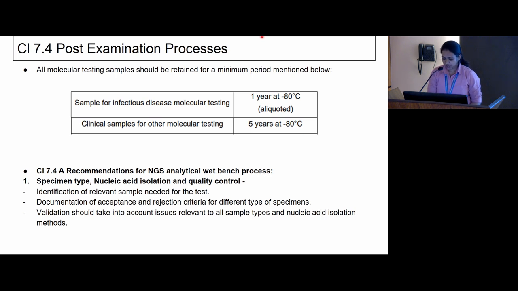In case of recommendations for NGS analytical wet bench processes, the identification of the relevant sample needed for the test should be maintained properly. Also, documentation for acceptance and rejection criteria for different types of specimens should be recorded. Validation should take into account the issues relevant to all sample types and nucleic acid isolation methods.